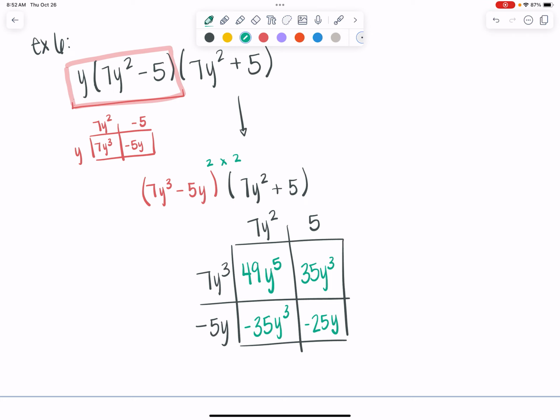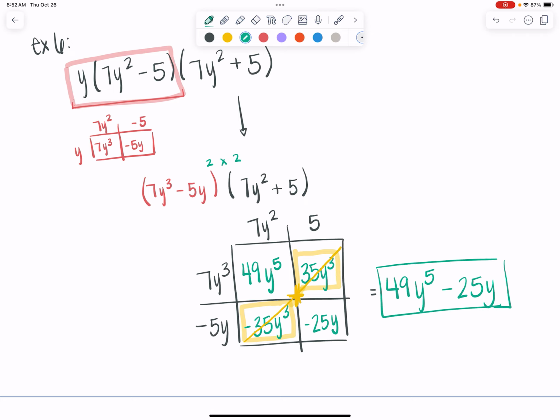All right, I look in my box to see if there are any like terms I can combine, and I do. I have some like terms right here, and when I combine those like terms, 35y to the third and negative 35y to the third, those cancel out altogether. They give me 0. And so the only thing I have left is just two terms, 49y to the fifth minus 25y. And that is my final answer.